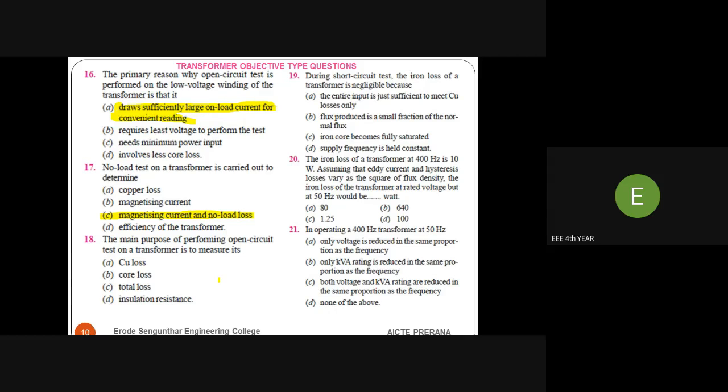Question number 18. The main purpose of performing open circuit test on a transformer is to measure its copper losses, core losses, total losses, or insulation resistance. So definitely it is the core losses. Open circuit test is used to determine the core losses. Short circuit test is used to determine the copper losses. Here for question number 18, core losses is the correct answer.